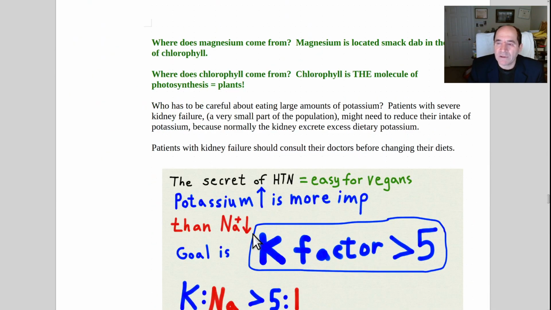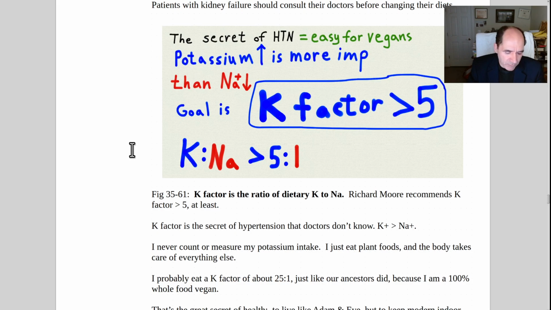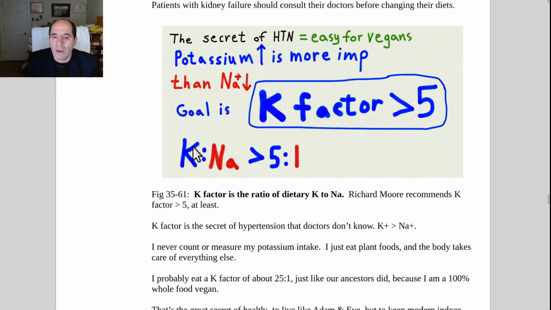Okay, and we talked about magnesium being located in the center of chlorophyll. So eat the plant foods. You'll get your chlorophyll. You get all the good stuff. It's in the plants: the potassium, the magnesium, the nitrates, precursors for nitric oxide, the antioxidants, the fiber. Okay. People who've got severe kidney failure have to be a little more careful because they might have difficulty excreting the potassium and it could build up in their blood. But a normal, healthy person can obviously eat a lot of plant foods and feel pretty good. So Richard Moore used this term, the K factor, and what he means by K factor is the ratio of potassium to sodium. And again, he says it should be at least 5 to 1.